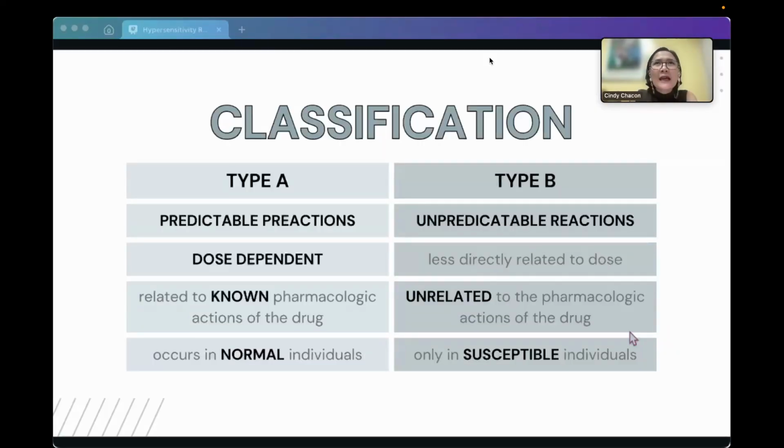So in any type of individual, pwedeng magkaroon ng type A reaction. Predictable reactions account for about 80% of all adverse drug reactions. So it's still the most common type of adverse drug reaction. Type B reactions are less directly related to those. They are unrelated to the pharmacologic actions of the drug, and they only occur in susceptible individuals.